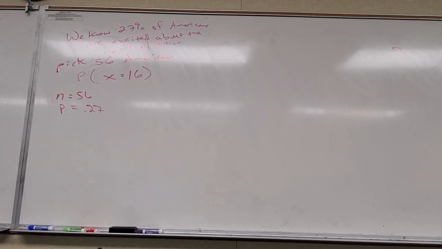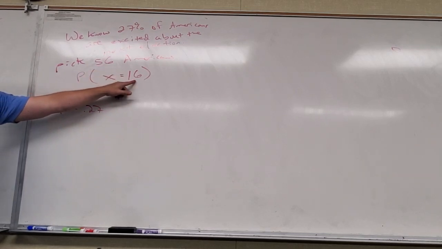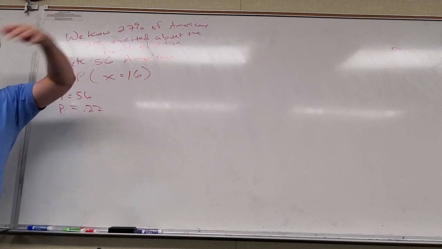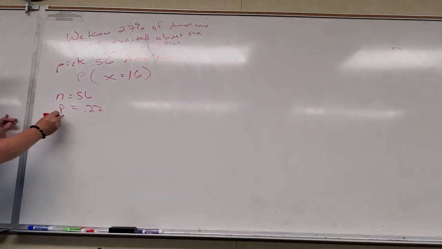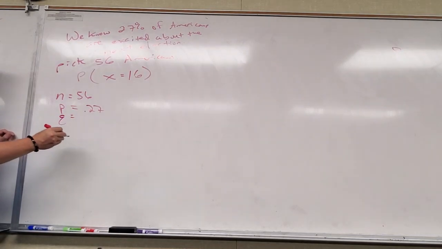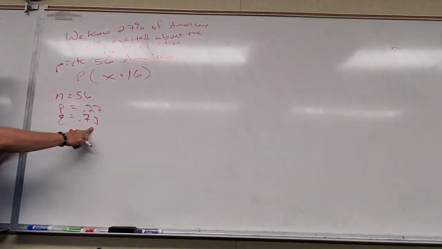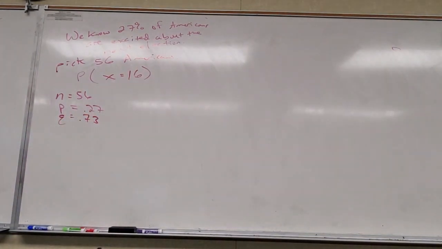Stop for a minute. Do you guys see that? Because that's one of the most common mistakes. There's not a thing about this question that would affect the probabilities. Asking a question can't affect the probabilities. Okay. So what's Q? 0.73. Because again, P plus Q must be 1. So whatever P is, Q is the rest of it.